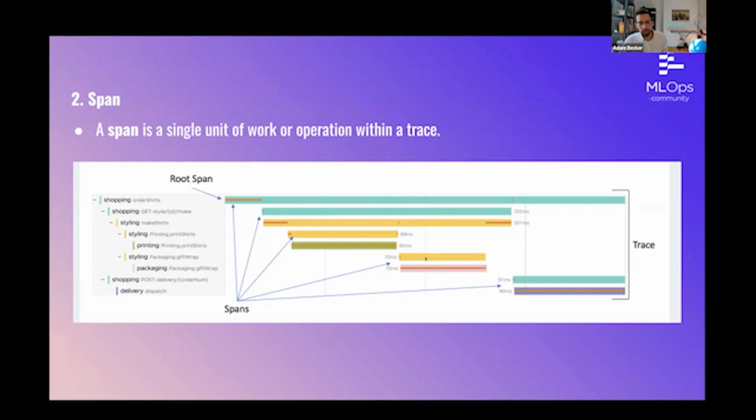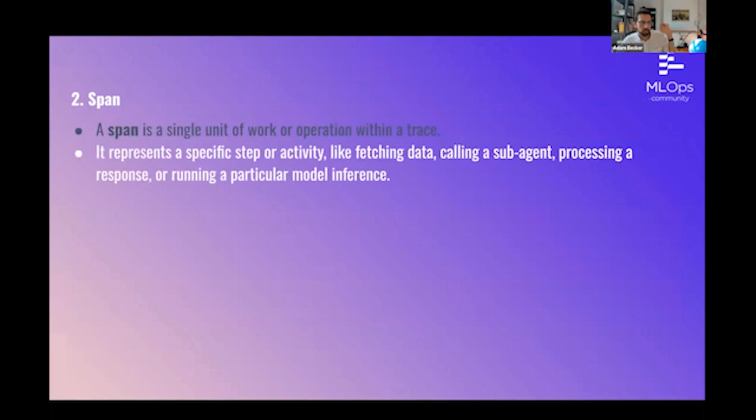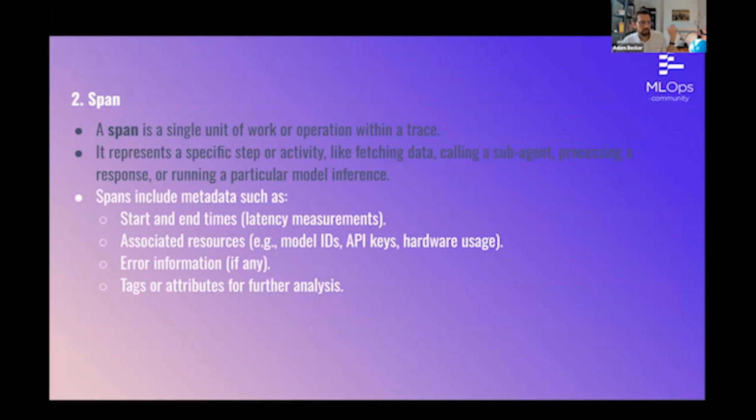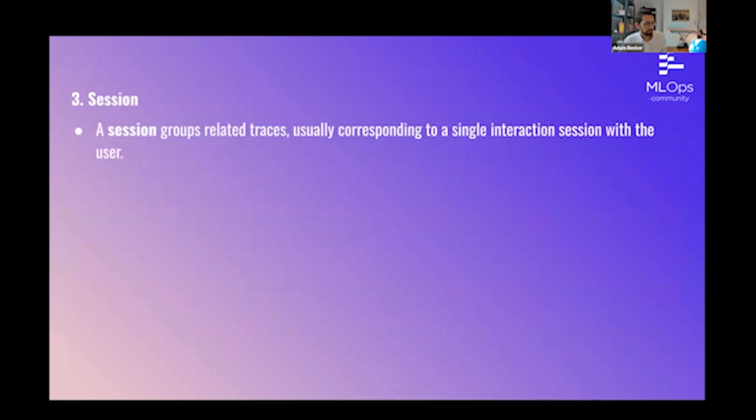And then you can begin to interrogate each span to see, well, how much did I spend on this? And how long did that take? And what was the latency? So the span is a single unit of work or operation within the trace. It represents a specific step or activity like fetching data, calling a subagent, processing a response. And the span includes metadata like start and end times, all the different resources involved, error information, and they're hierarchical. So they can be nested. You can have the summarization task, but then there are smaller spans within that.